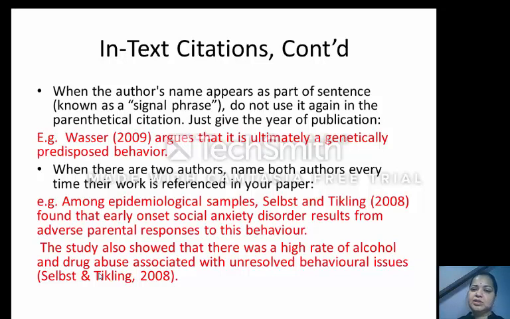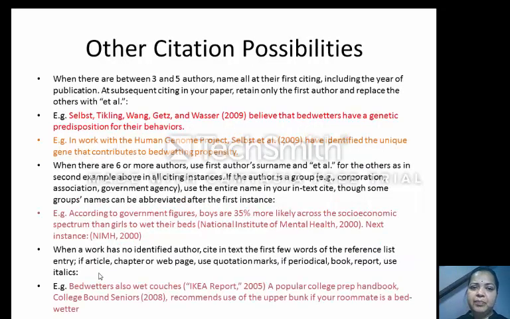You can put questions to me if you're not getting it right. Other citation possibilities: as I said, if there are up to three authors, you can write the names of all three authors. But if there are more than three authors, then you need to keep this in mind, for example, the Human Genome Project, Sulps et al. Et al. means "and others". This is how we write. We write the first author's surname, and then we write et al. for the others. This is also equally important to remember.